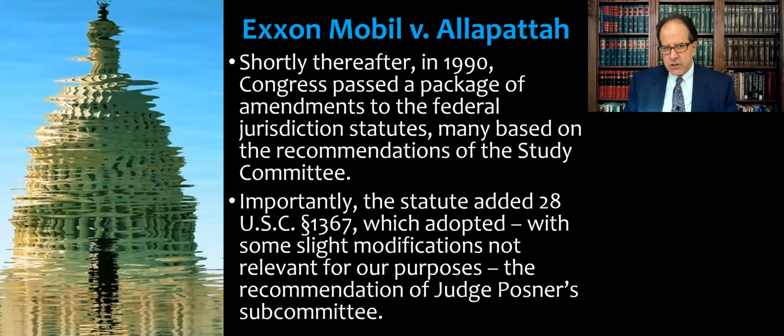And by the way, if you're a little bit lost, keep in mind that basically Judge Posner and his subcommittee thought that the Finley case that came out in 1989 was wrongly decided, and they were going to try to undo that. So then the next year, Congress passes a bunch of amendments to the federal jurisdiction statutes and basically adopted a lot of the recommendations of that study committee that I showed you on the last slide. And importantly, it added 28 U.S.C. 1367, which adopted with only slight modifications that we don't care about here, kind of everything that Judge Posner's subcommittee had recommended. In other words, Congress liked Posner's subcommittee's recommendations and bought it.